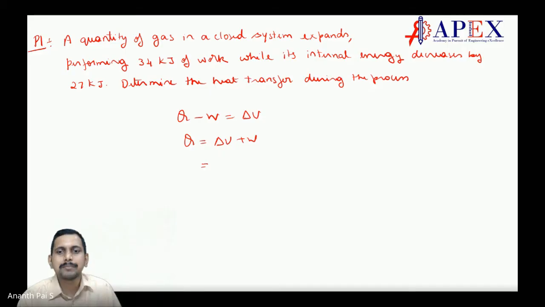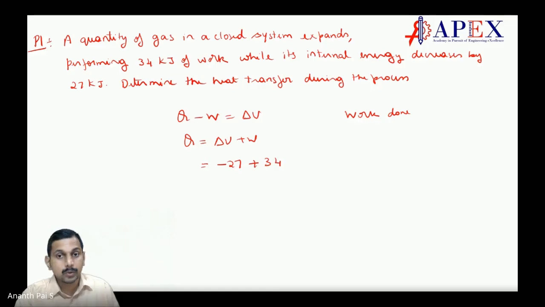Sir, it is minus 27, no? Minus 27 because the internal energy reduces. Performing 34 kilojoules of work: when it performs, work is done by the system. When work is done by the system, it is positive. Work done by the system is positive, and work done on the system is negative. That is where the confusion is.